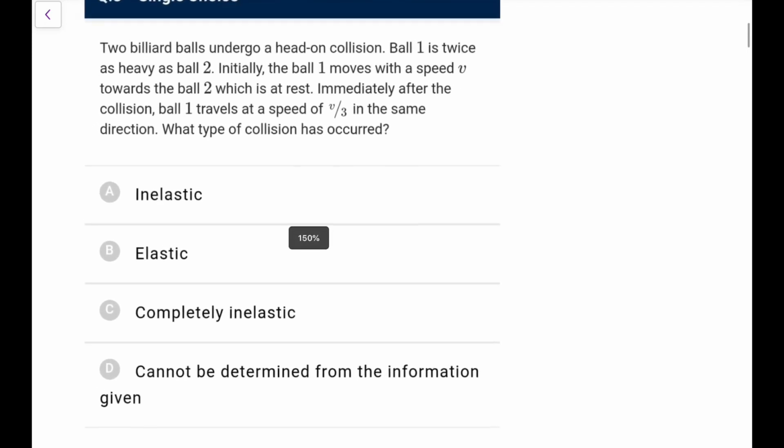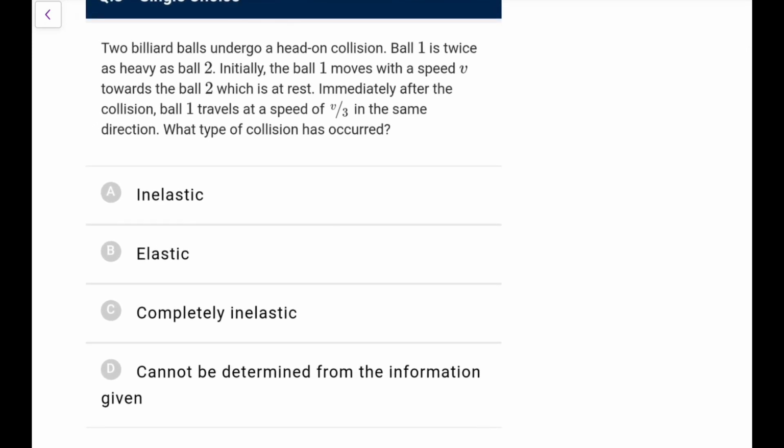Next one. You have 2 billiard balls undergoing a head-on collision. Ball 1 is twice as heavy as ball 2. Okay, that means m1 is twice of m2. Initially ball 1 is moving with speed v towards ball 2 which is at rest. Immediately after the collision, ball 1 travels at a speed v by 3 in the same direction. What type of collision has occurred?